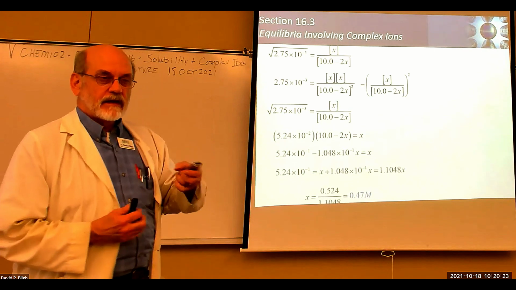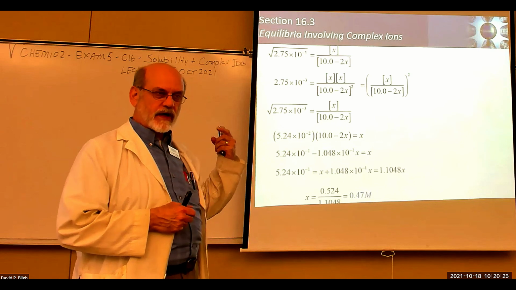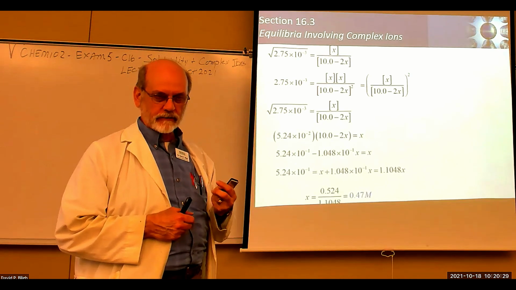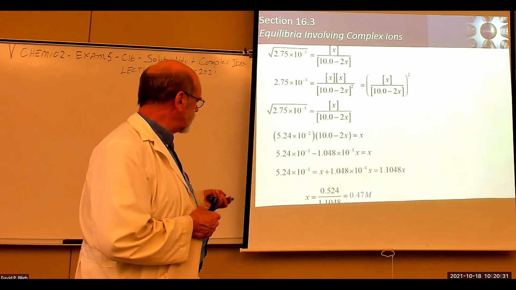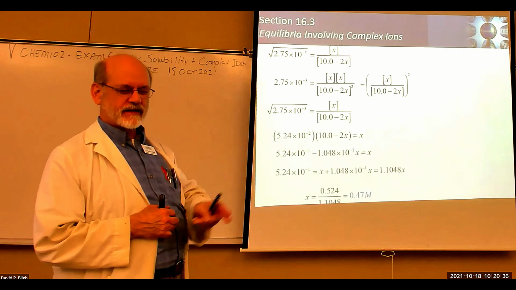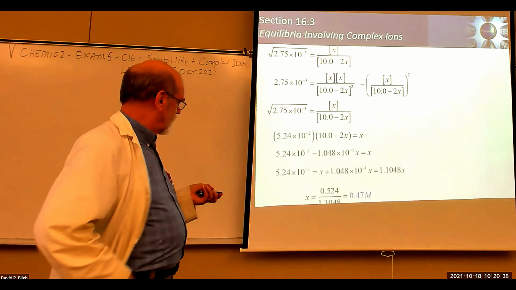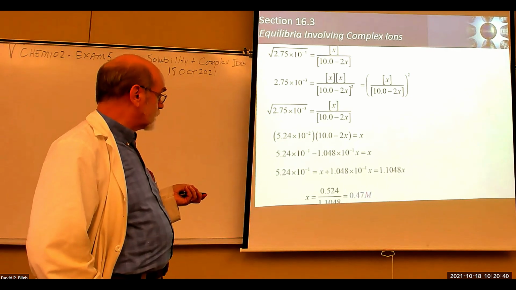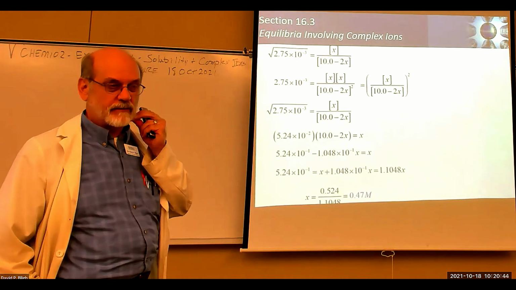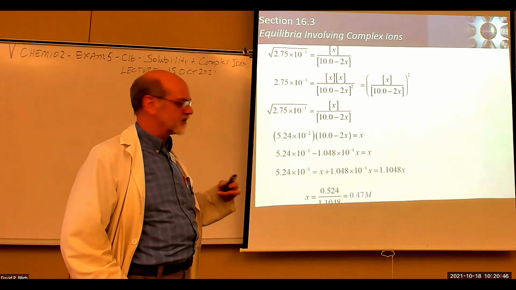So in the video, we had 3 molar ammonia and the solubility was 0.14 molar. We increased the concentration of ammonia from 3 to 10 molar, and now the solubility of silver is 0.47 molar. So we increased it by 3.5, 3.7, something like that.